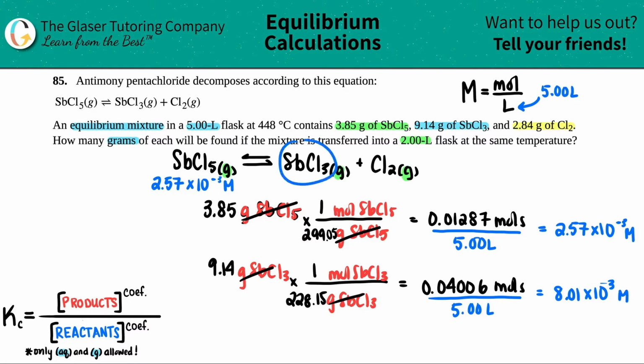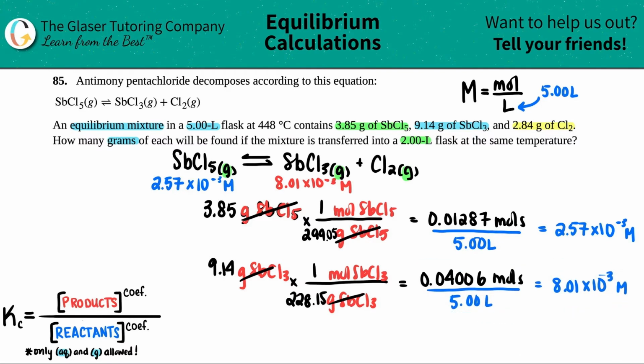So now I have this one as well. So 8.01 times 10 to the negative 3 molarity. One more. Let's just move this up a little bit. Okay. So 2.84 grams of Cl2 times it by ratio. Grams of the Cl2 go on the bottom. Mole of Cl2 goes up on top.